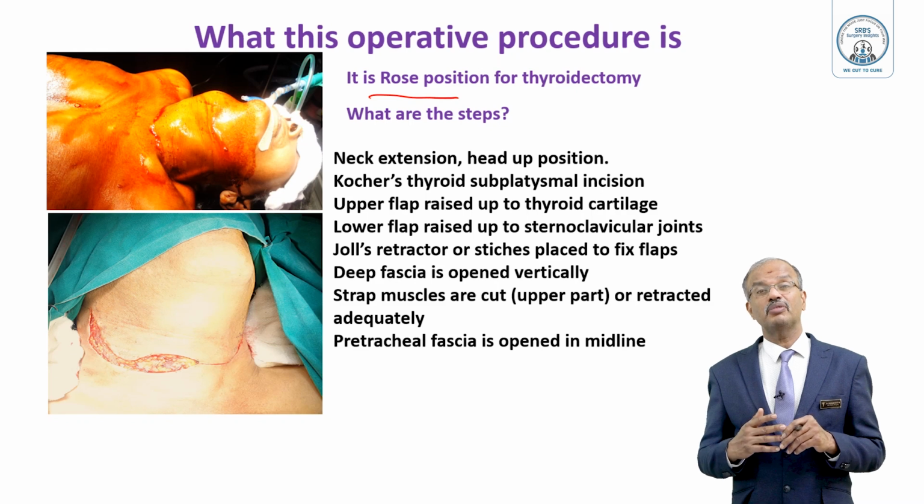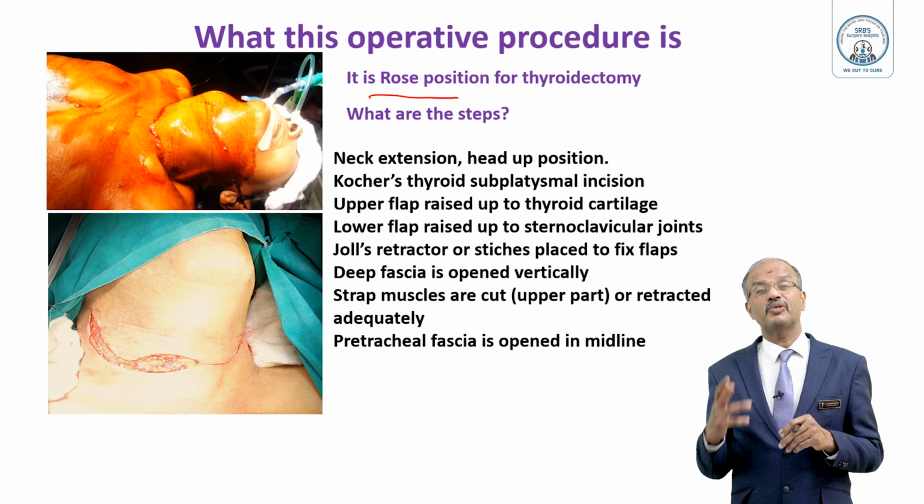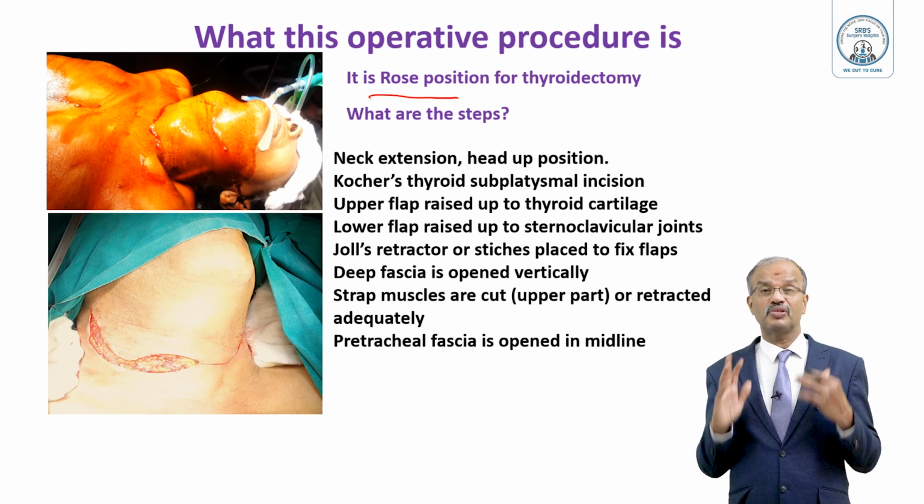close the fascia and muscle. If you have cut the strap muscles, you can suture with Vicryl absorbable suture, then close the investing layer of deep fascia which you have opened vertically, that also goes with Vicryl, then the subcutaneous suture you can put, and put the dressing.